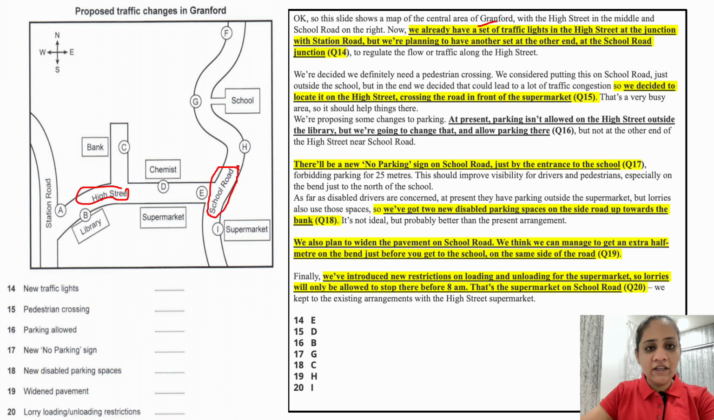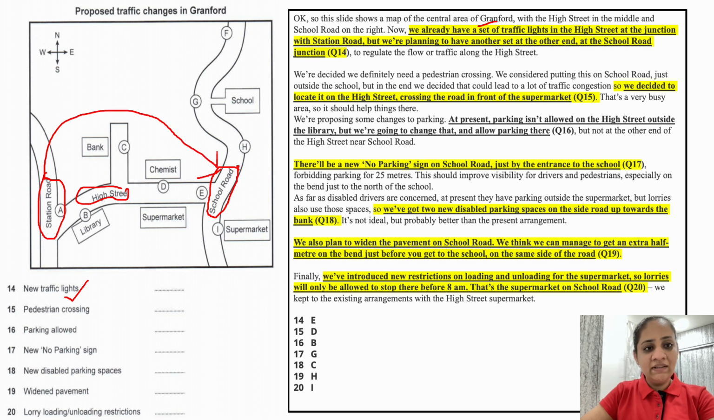Now what they are talking about: we already have a set of traffic lights. So traffic lights is our first keyword. Traffic lights in the High Street at the junction with Station Road, the High Street at the junction near to Station Road. But we are planning to have another set at the other end, at the School Road junction.